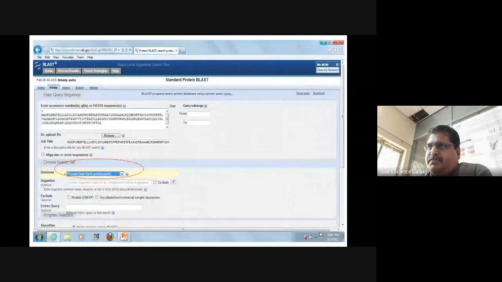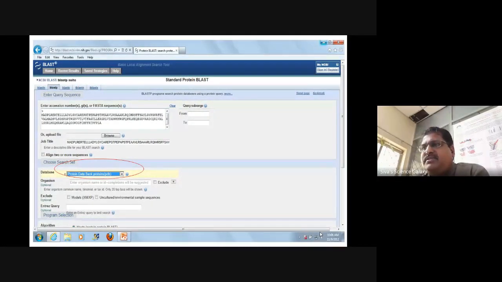Now another window will pop up. In the new window, you just paste your target sequence. The target is the one for which the structure needs to be determined. So paste the primary structure of the target protein in the text box. Then select the database, Protein Data Bank, because you want to identify a template for which the structure is available. So paste your target sequence and select the PDB database.